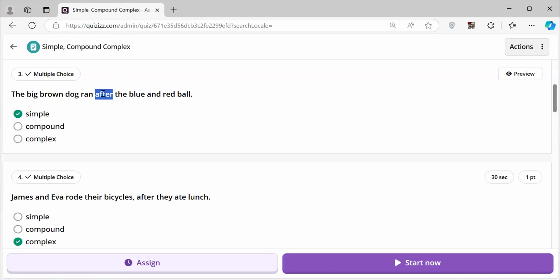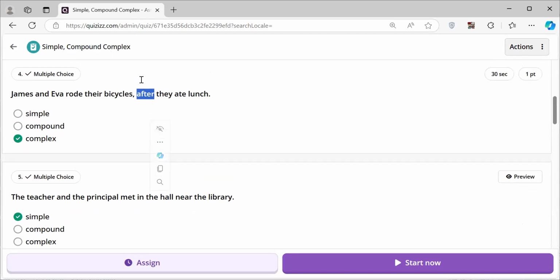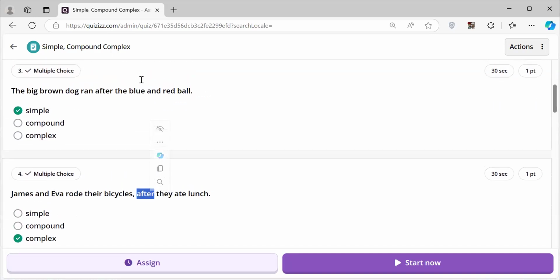Yes. Okay. Like this sentence, after in sentence number 4 here is a linking word. Yes, but after is complex. Yeah, exactly. So why is it complex? Number 4 is complex, but number 3 is not complex because after here is not the linking word.